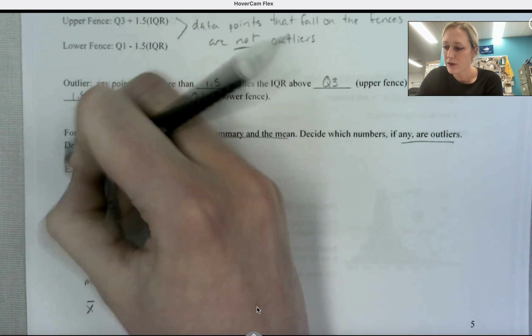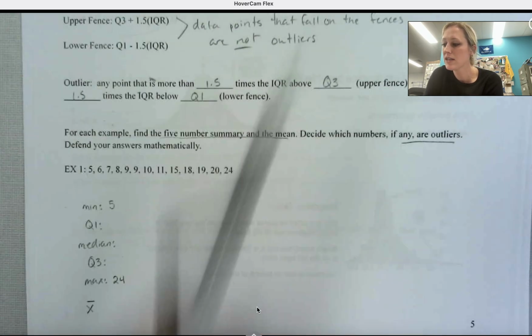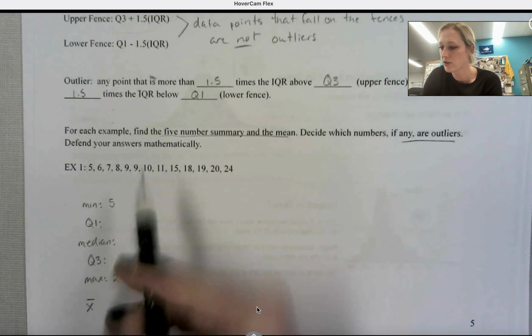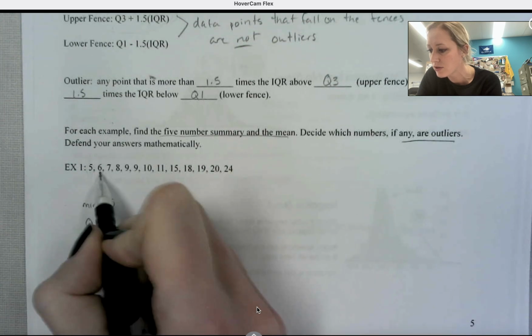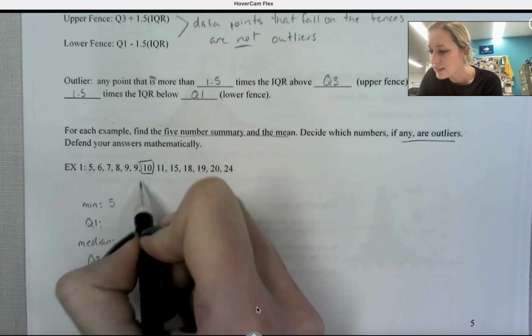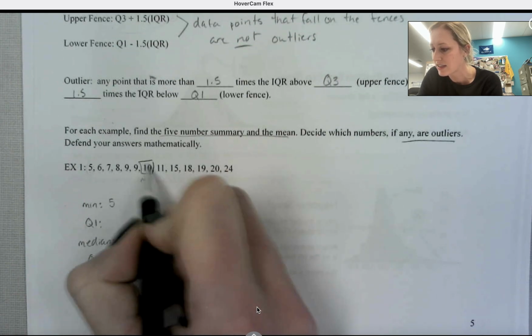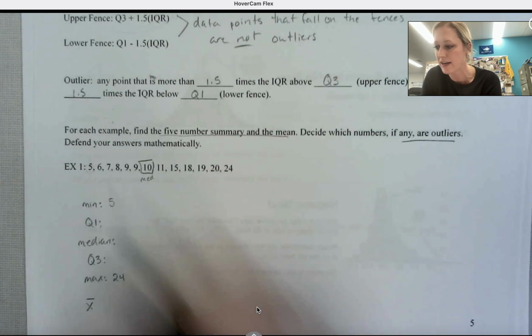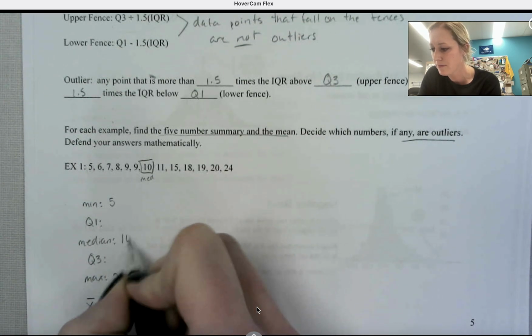Okay, so there were 13 numbers. So the median is the middle number. If I go in 6 numbers, 1, 2, 3, 4, 5, 6, then 10 has to be my median, because now that's the 7th number and there's 6 on either side. So 10 is my median.